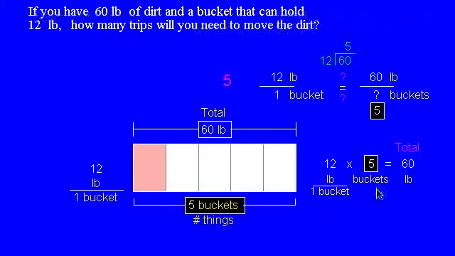So that tells you you're looking for the number of things. How many times you have to repeat this 12. Sort of one trip with the bucket, second, third, fourth, fifth, to get to the total. So that's a division problem with the total divided by the value for one thing. So in both types of division problems, you'll be given the total. In multi-step problems, you may have to solve some preliminary steps. For example, here you may have been told that you had 3 piles of 20 pounds each.